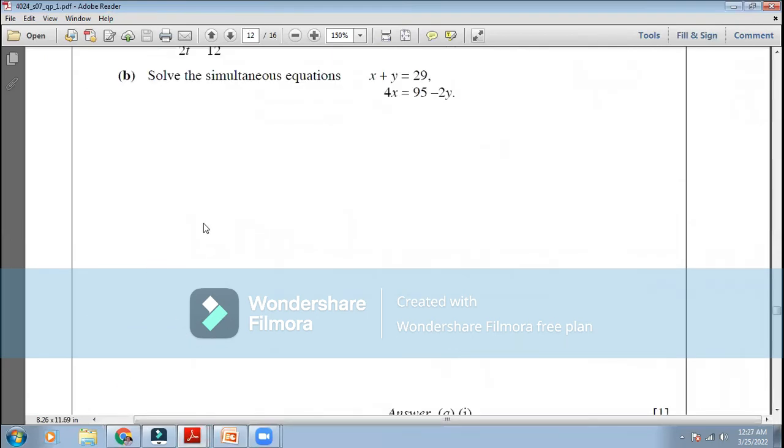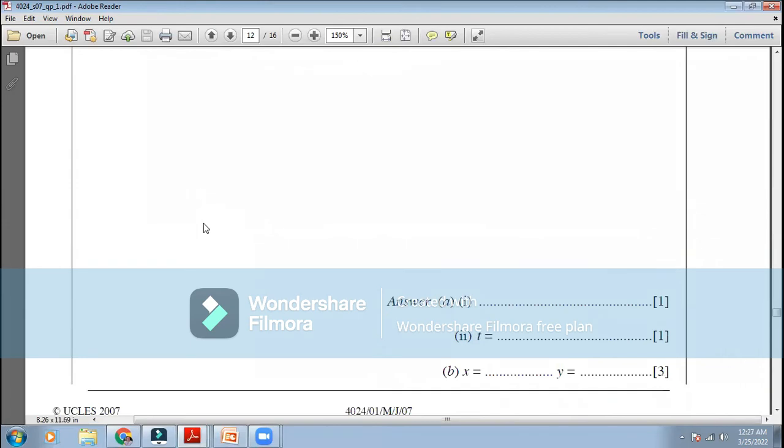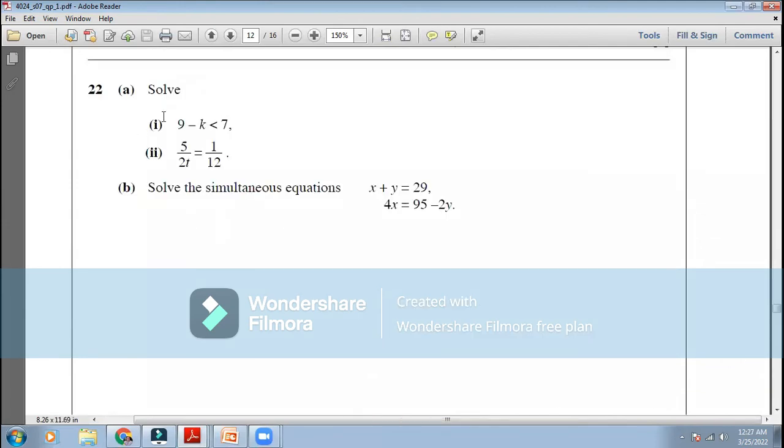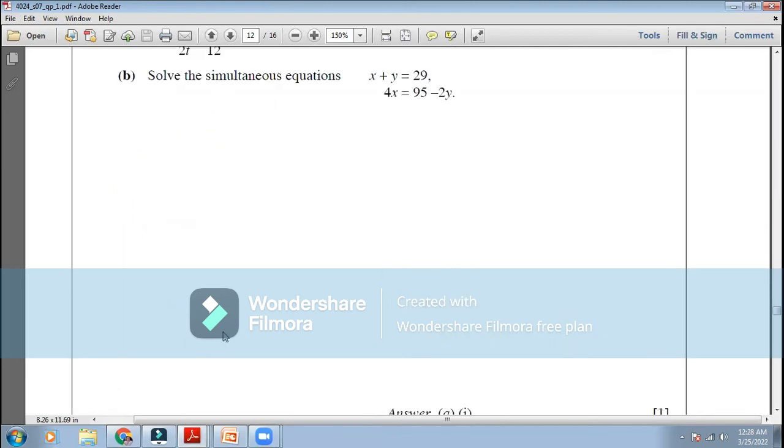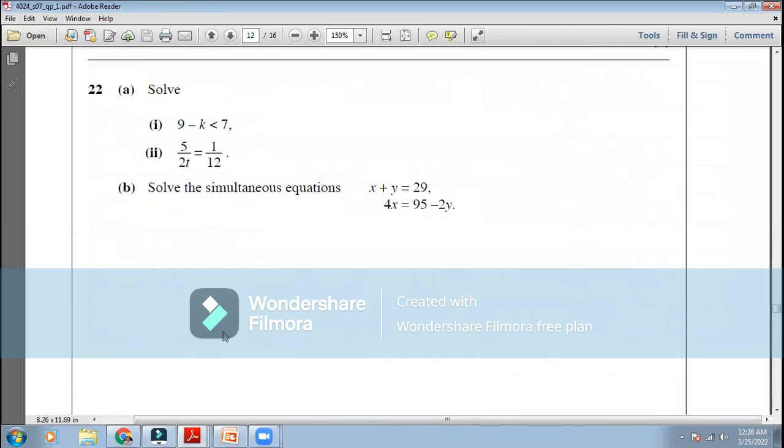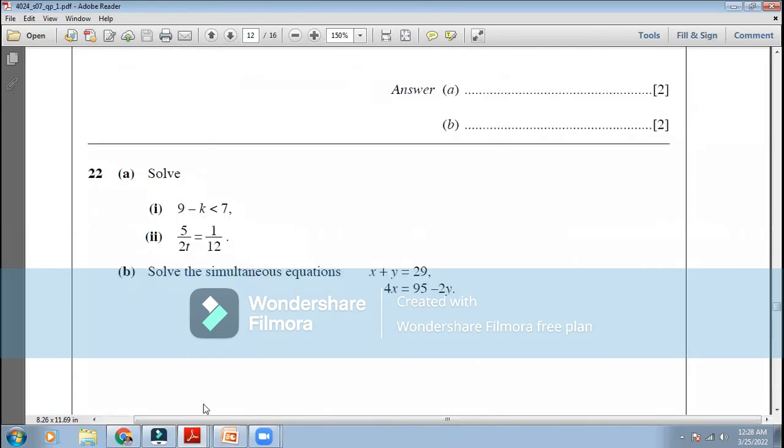Okay, so the next question, 1 mark, 1 mark and then 3 marks. These first 2 parts, question number 22A, the first part is an inequality. We have to solve it. Then we have 2 fractions and an equal sign between them. We have to solve it. And then in the B part, we have simultaneous equations. The question on the simultaneous equations is of 3 marks. The first 2 parts are of 1 mark.